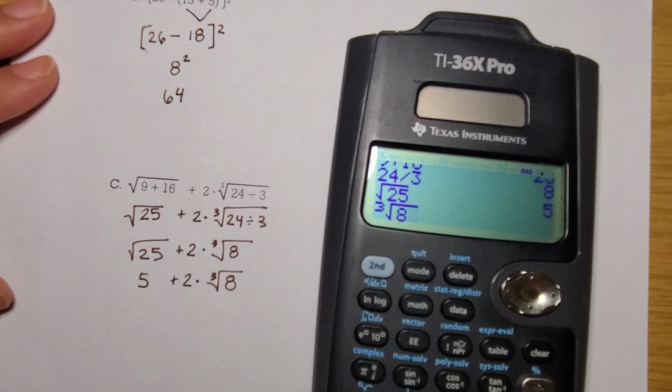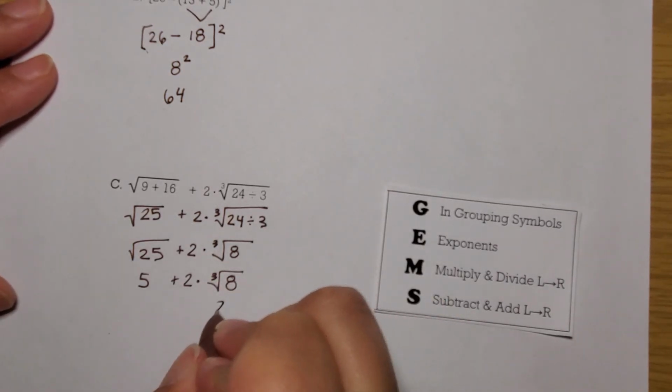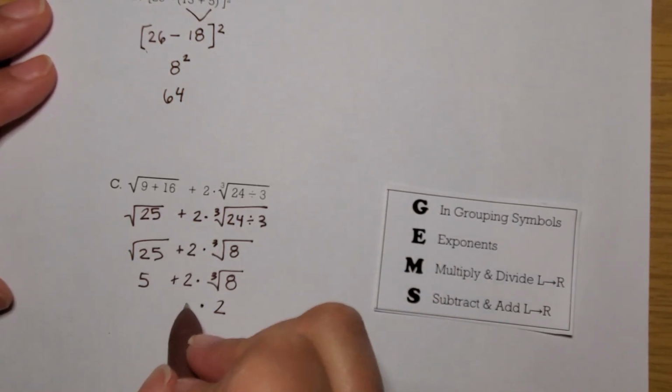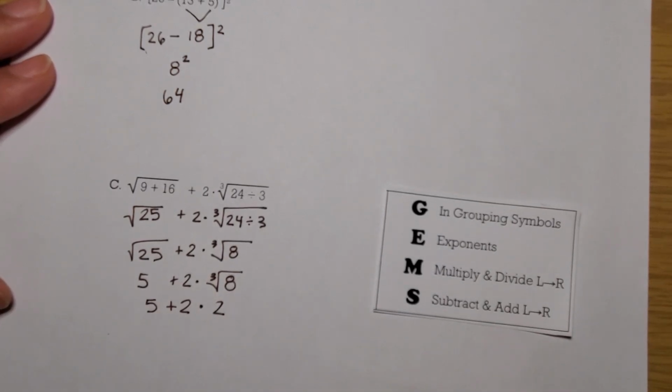And I'm going to do a cubed root of 8. Oh, that's just 2. Don't worry about it. It's cool. Bring down this other stuff. Now it's looking a lot better once we get rid of those radicals.